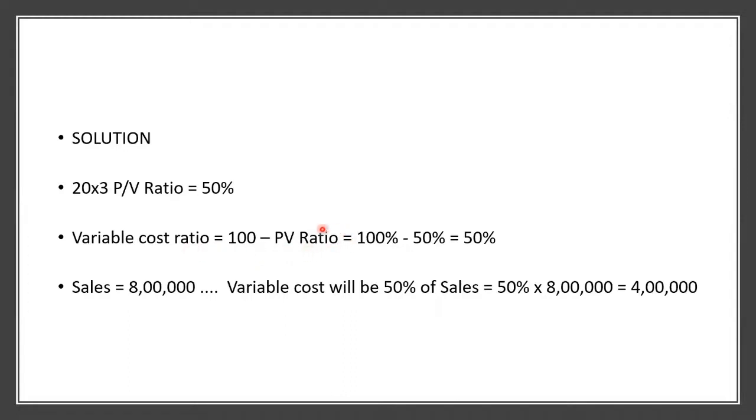If your contribution to sales ratio given is 50%, naturally, your contribution is arrived at only after reducing variable cost. Therefore, your variable cost ratio should be 100 minus 50%. So, in this case, 100 minus 50% gives us 50% as the variable cost ratio. And we have applied the same variable cost ratio to arrive at the total variable cost. Next part of the problem.